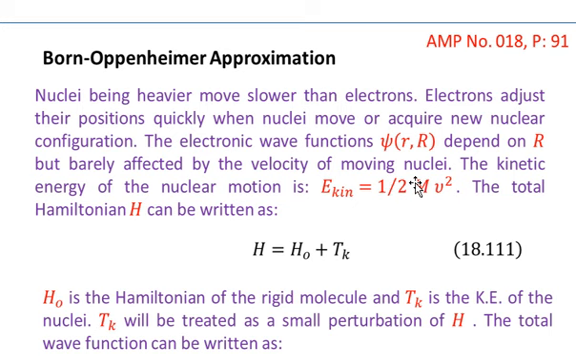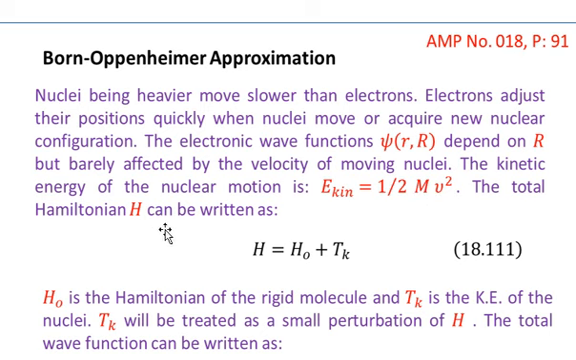As I said earlier, the nuclei are much heavier particles than the electrons, so the velocity of the moving nuclei will not affect the electronic wave function psi of r comma capital R much. The kinetic energy of the nuclear motion is E kinetic equal to half capital M V squared, where capital M is the mass of the nucleus and capital V is the velocity of the nucleus. You may treat this capital M as the reduced mass of the problem.